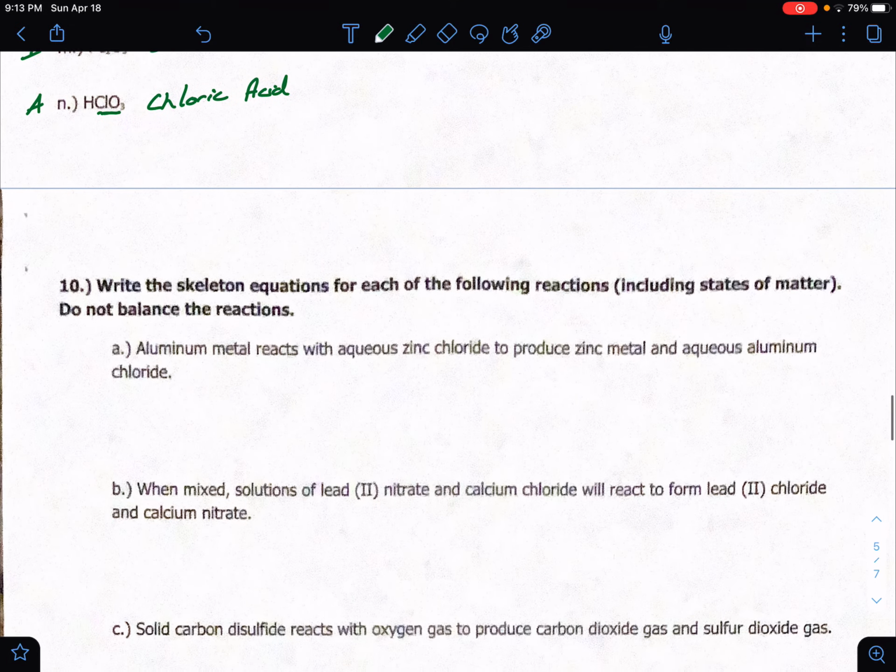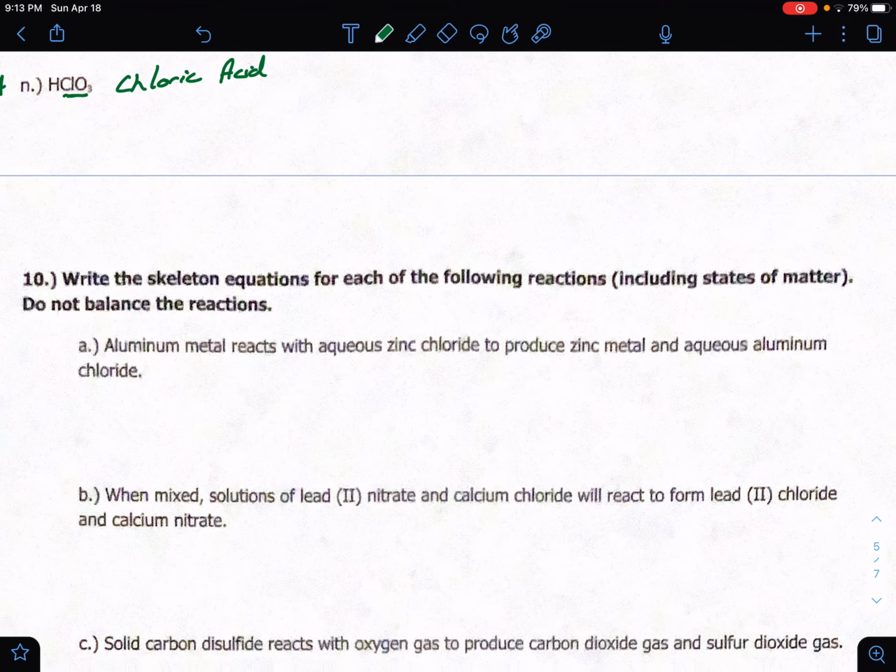Okay, 10, now we're going to go into skeletal equations. We're going to write the following reactions, include states of matter, and do not balance the reactions. We're not going to balance yet. So I'm going to go through some key terms to look for. So A, aluminum metal. So metal means a solid.